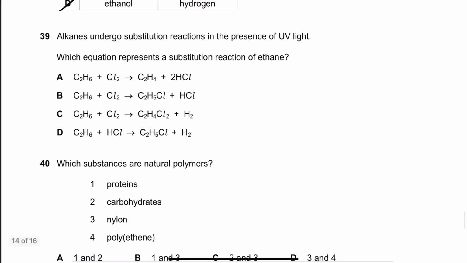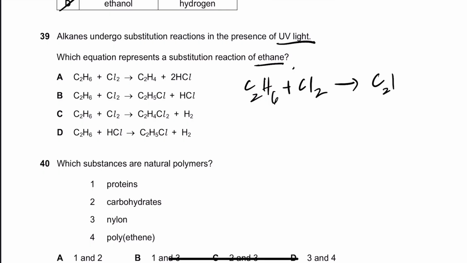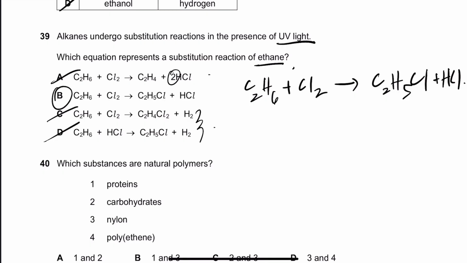Alkanes undergo substitution reaction in the presence of UV light. Which equation represents a substitution reaction of ethane? Ethane is C2H6, and with chlorine one hydrogen will be replaced by one chlorine, so C2H5Cl plus HCl will be formed. C is wrong, D is wrong because hydrogen is being formed, and A is wrong because 2 moles are formed. So B is the only correct option, and it corresponds to my equation as well.